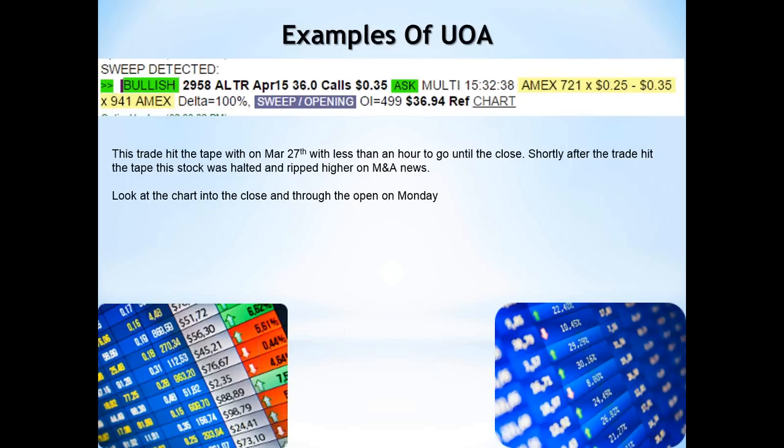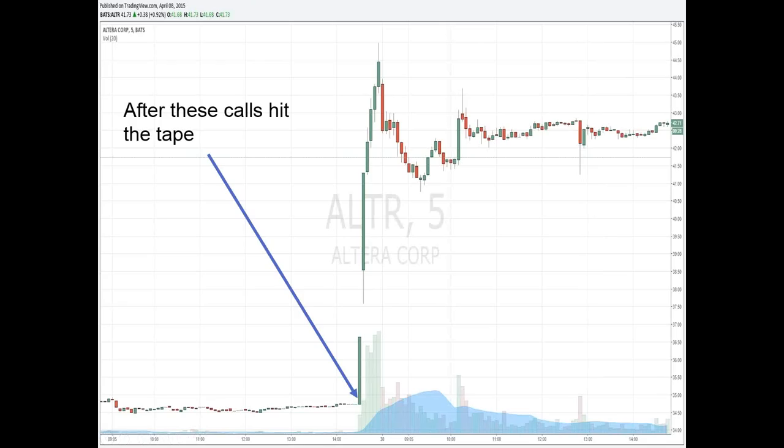So this ALTR trade hit the tape, and then the stock was halted, and it ripped higher on news, okay? It hit the tape right in this bar here. The stock was starting to rip higher. Then the stock's halted. It opens up a few minutes later and rips higher, okay?